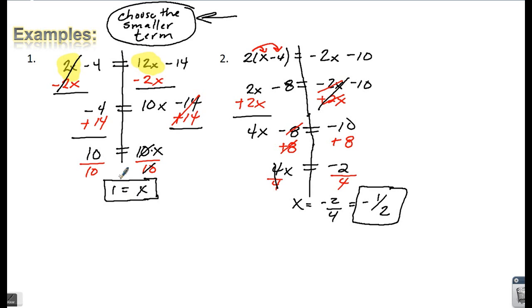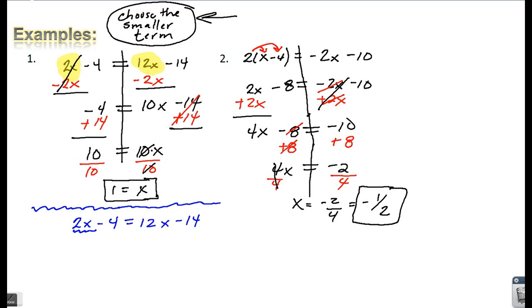I'm going to show you a faster way of doing this, and it's more mental math. So I'm going to go ahead and, right underneath number 1, copy the equation, and I have 2x minus 4 equals 12x minus 14. Okay, so we're still following the same rules, except for one thing. We're going to choose the smaller term like we did before, and the smaller term between the 2x and the 12x right here on the bottom is going to be the 2x.